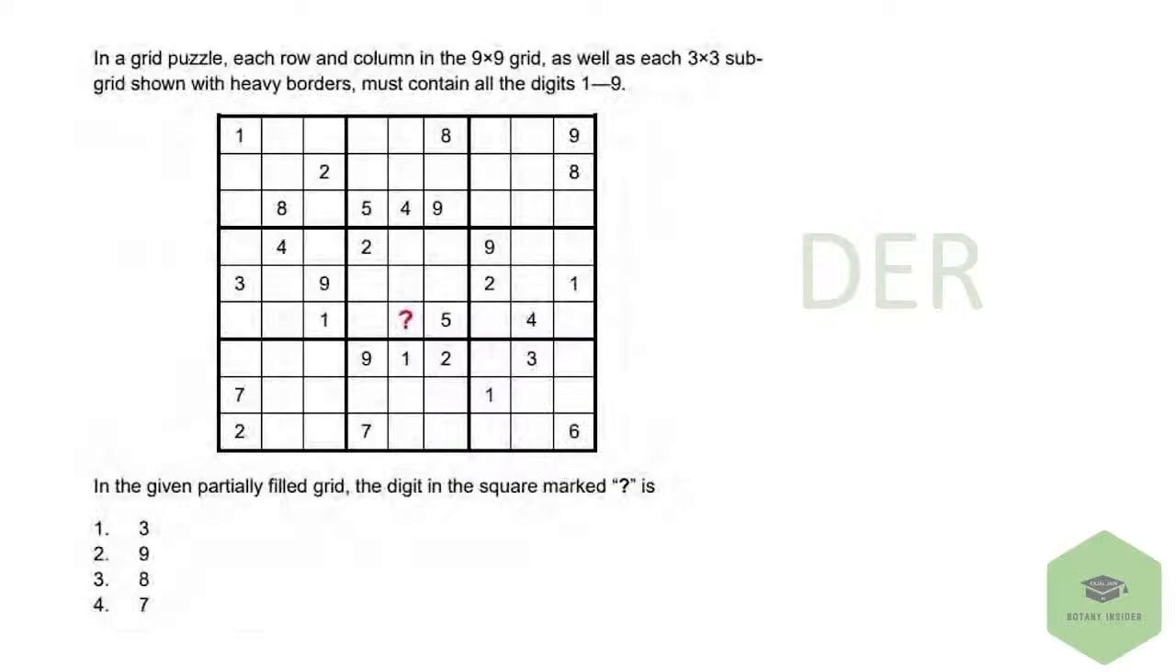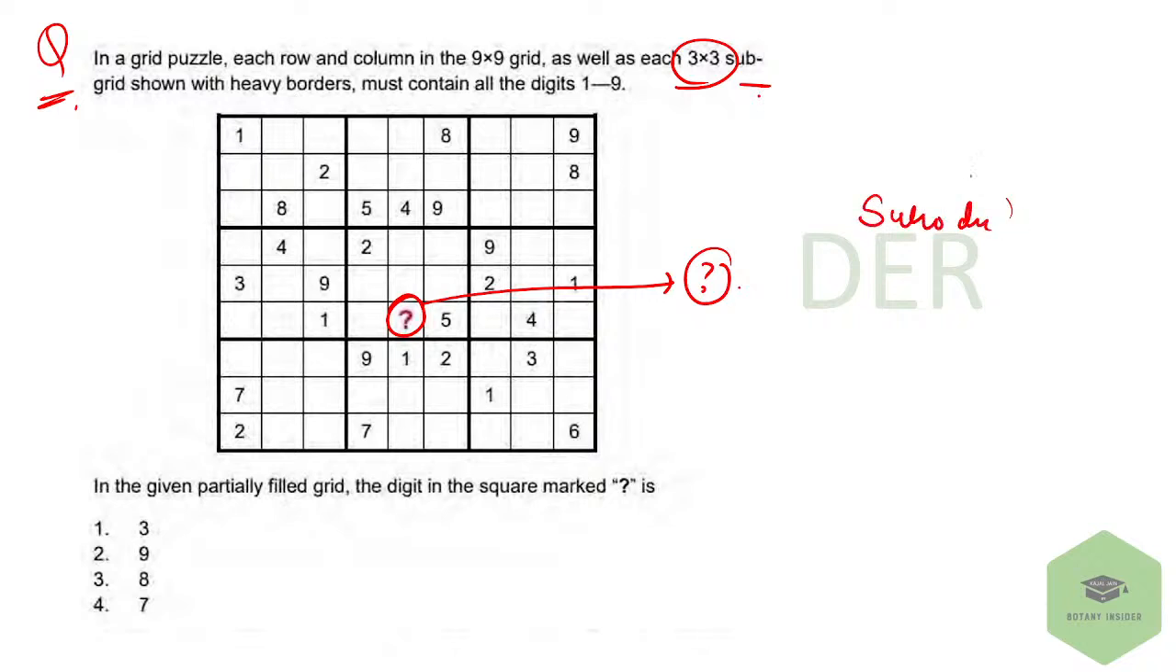We'll discuss a few of the December 2023 questions. This is the very first question for you all. The question is: in this grid, each row and column is of a 9x9 grid, as well as 3x3 grids, as shown with the heavy borders. Over here, what should be there on this particular position? This is what you have to solve. This particular question is of Sudoku, right?